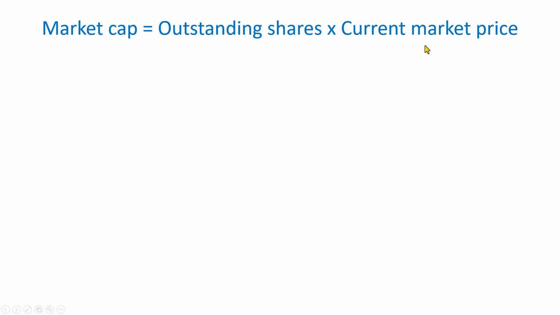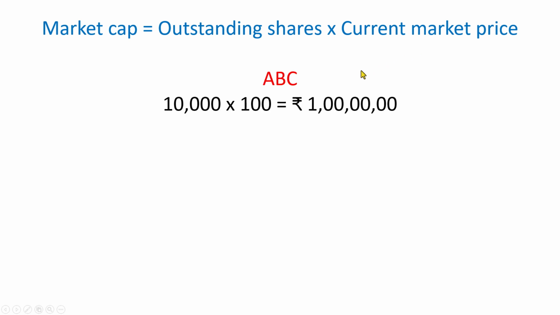For example, if there is a company that has a total of 10,000 outstanding shares and each share is priced at 100 rupees, then the market capitalization of ABC would be this much rupees. Correct? You know how to calculate this.